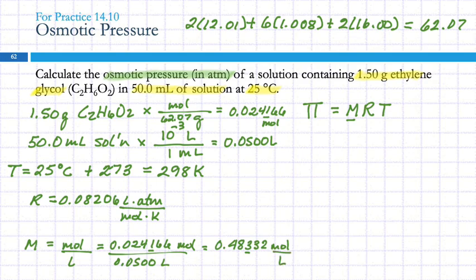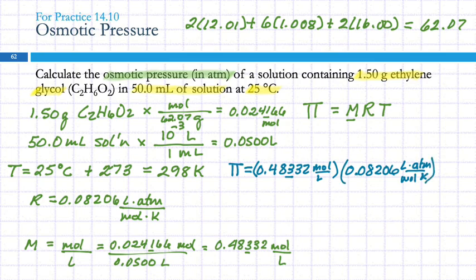So now we have all the pieces. So the osmotic pressure is going to be the molarity we just calculated, 0.48332 moles per liter, times, there's not going to be enough space. Let's bring this guy down here. Times the ideal gas constant, 0.08206 liter atmospheres per mole Kelvin. Guy always takes up so much space. And the temperature.